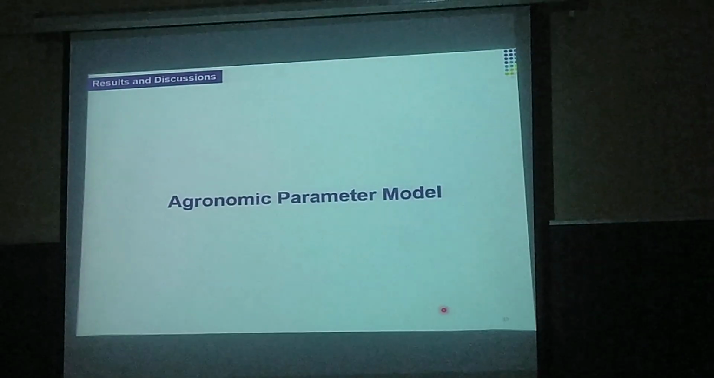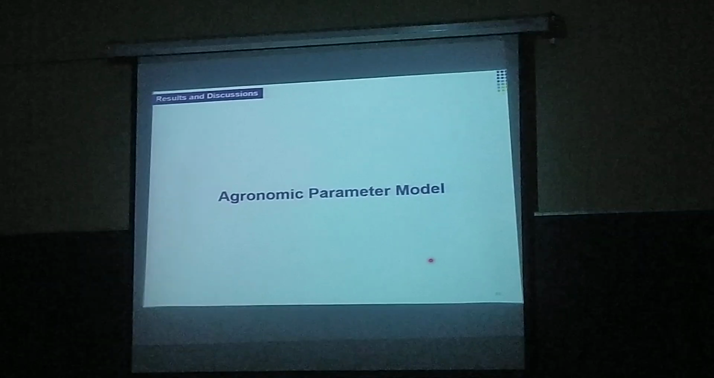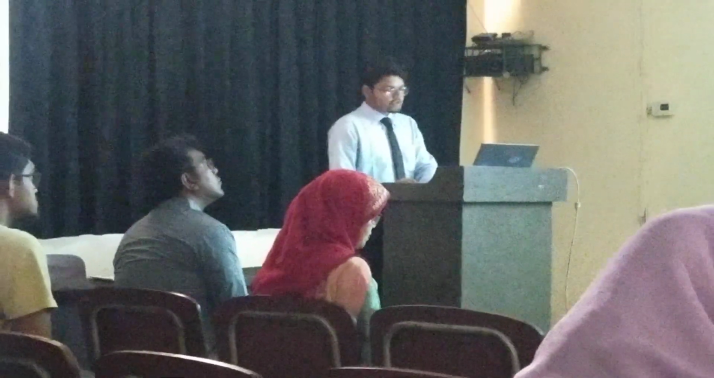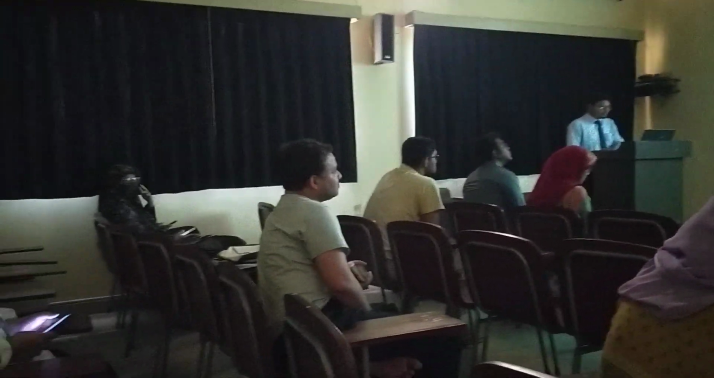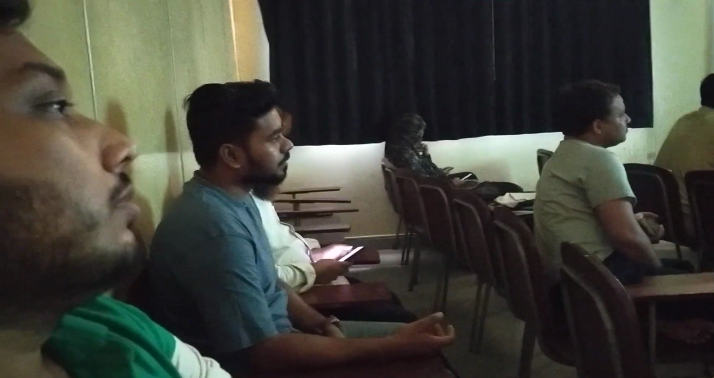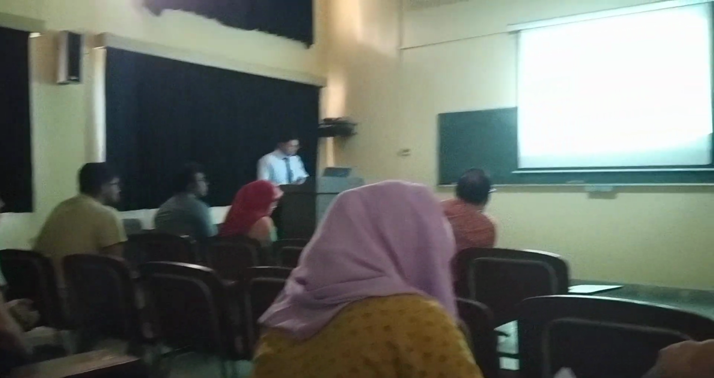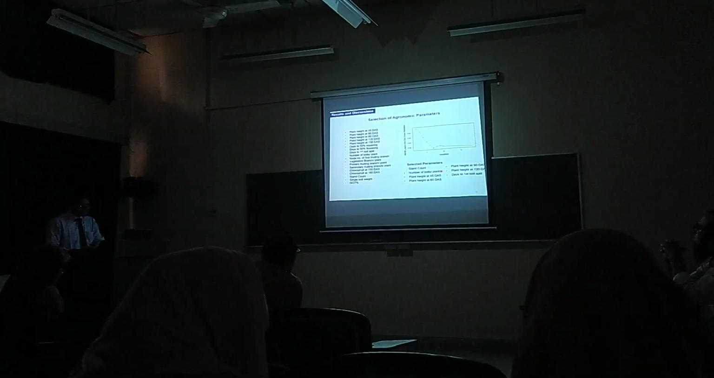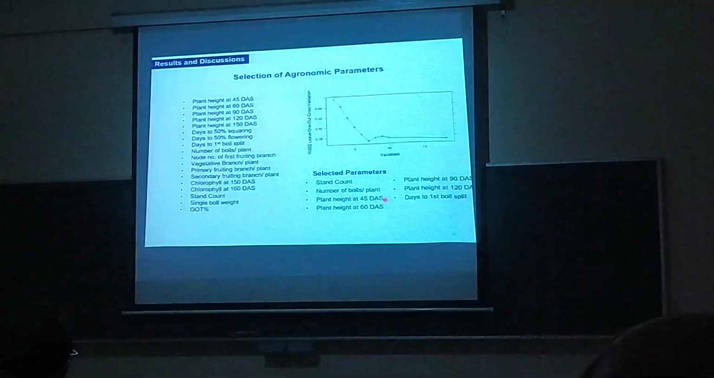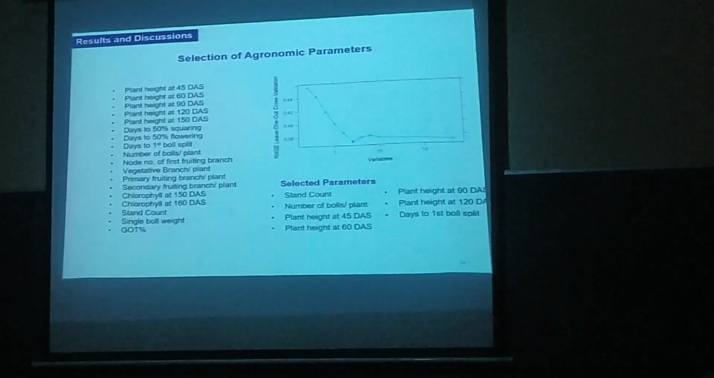So this is the result and discussion part. First of all, the agronomic parameter models. As we have mentioned in the method section, from 17 agronomic parameters collected, we selected 7 best parameters for the agronomic parameter model. The selected parameters, as you can see here, are the stand count, the number of bolls per plant, the plant height for different days after sowing, and the days to first boll split. And it has been done by correlation matrix and recursive feature elimination.